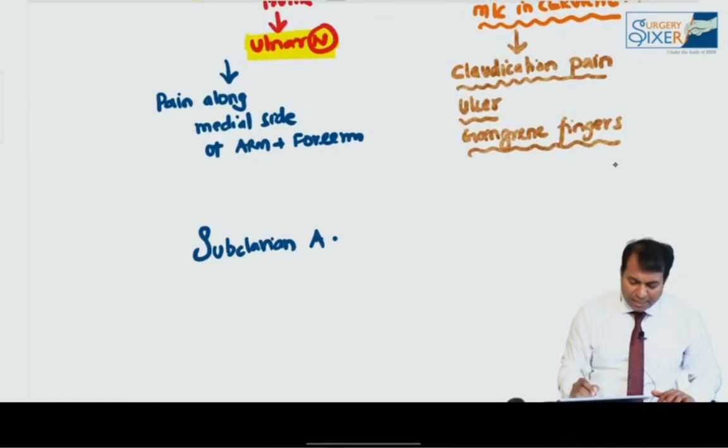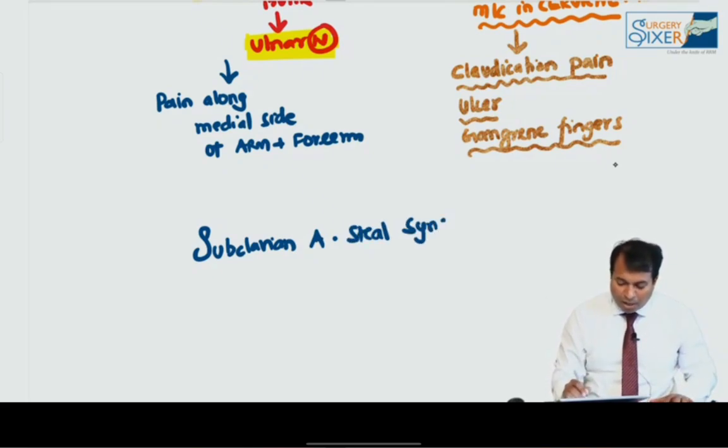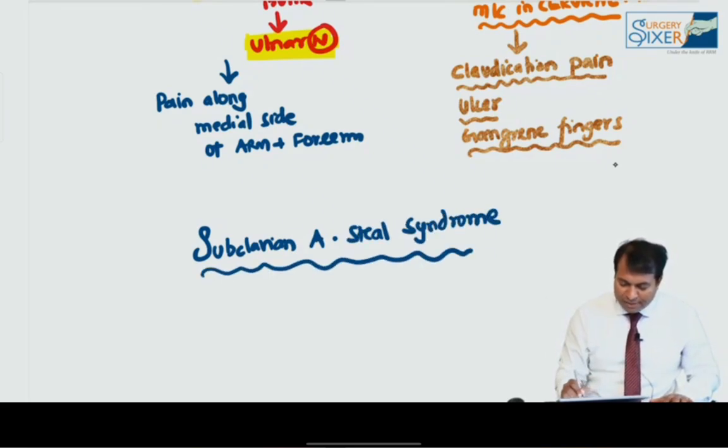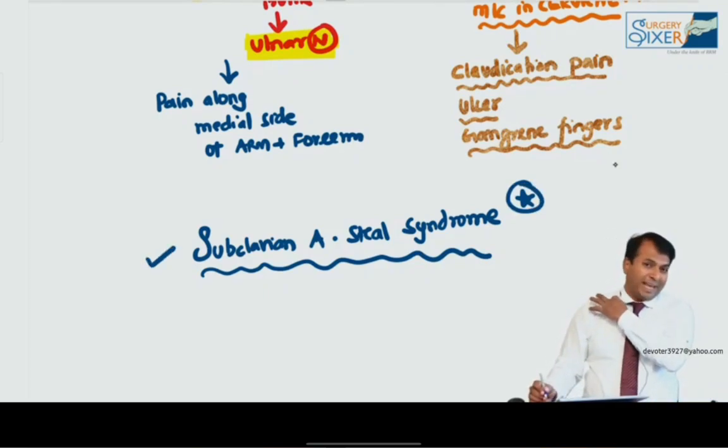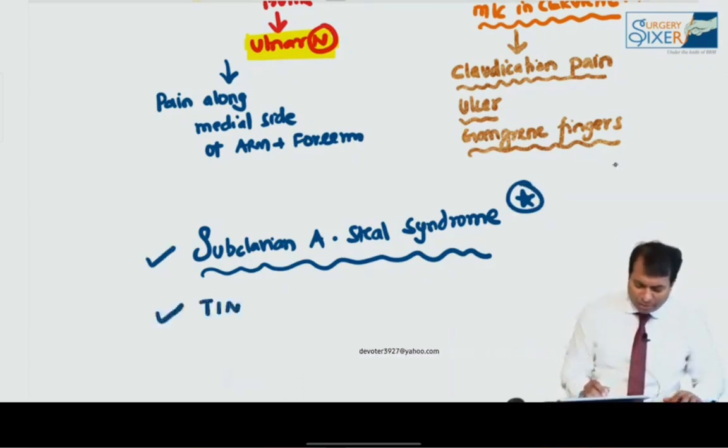Subclavian artery steal syndrome. The subclavian artery steals the blood of the vertebral artery. Please remember that this is known as subclavian artery steal syndrome, seen in cervical rib and thoracic outlet syndrome. And when you compress at the level of the brachial plexus, you will have the shock symptom known as Tinel sign.